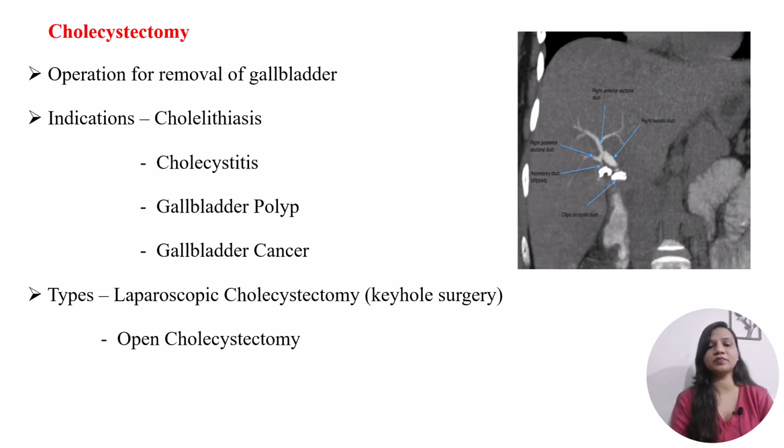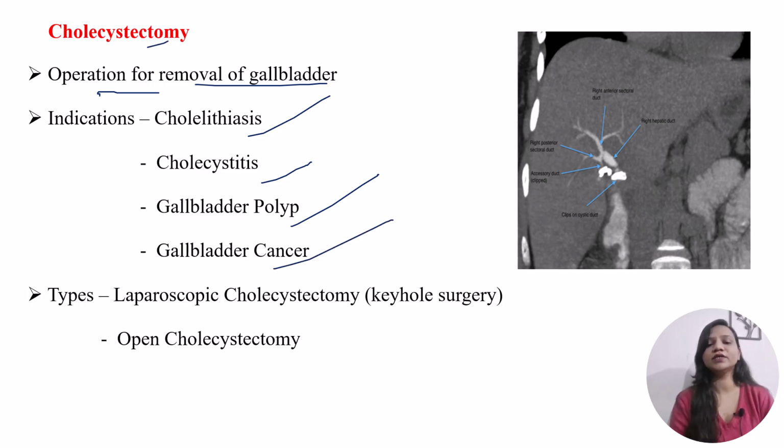Next one is cholecystectomy. Cholecystectomy is the operation for removal of the gallbladder. Its indications are cholelithiasis and cholecystitis. We have already discussed these two conditions. In gallbladder polyp also cholecystectomy is done. Polyp is the abnormal tissue growth in the inner lining of the gallbladder, and also in gallbladder cancer there is a need of cholecystectomy.